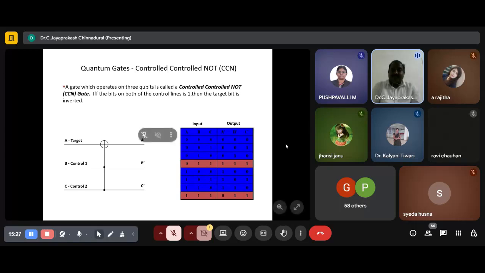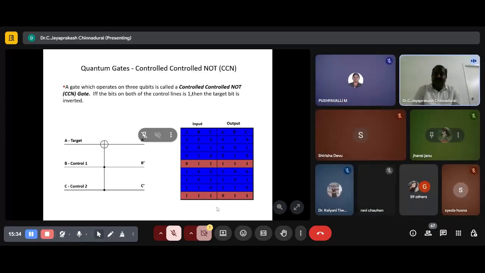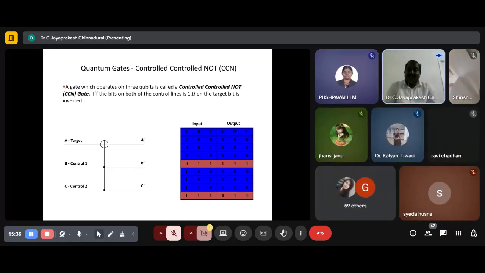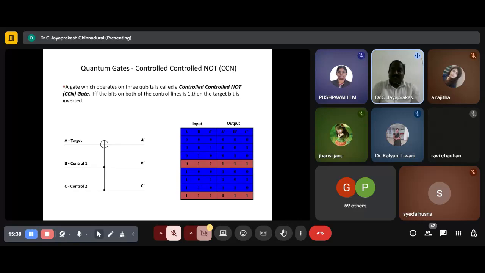So what are the control lines? A is the target, B is control 1, C is control 2. So B control has the value 1, and likewise C control 2 also has 1. Then only will the target value change, that is, invert. So take the first input A, B, C. What is the output? A dash, B dash, and C dash. So we have 3 inputs. A is 0, B is 0, C is 0.